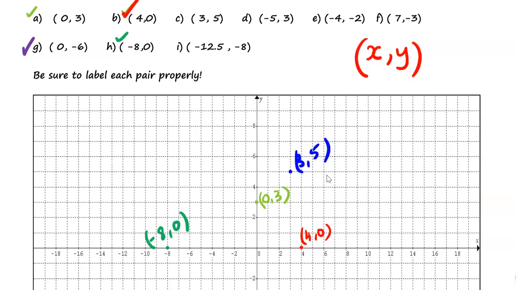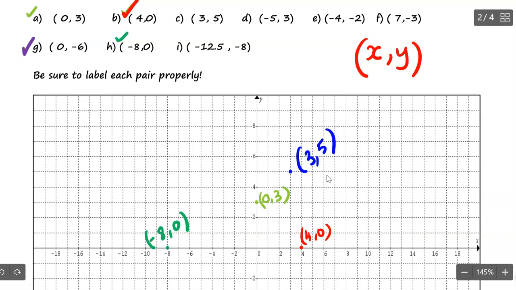Alright, okay, so let me write the 3. So this one is 3 and 5. Okay, 3 for x, 5 for y. Alright, now, so this one is done.